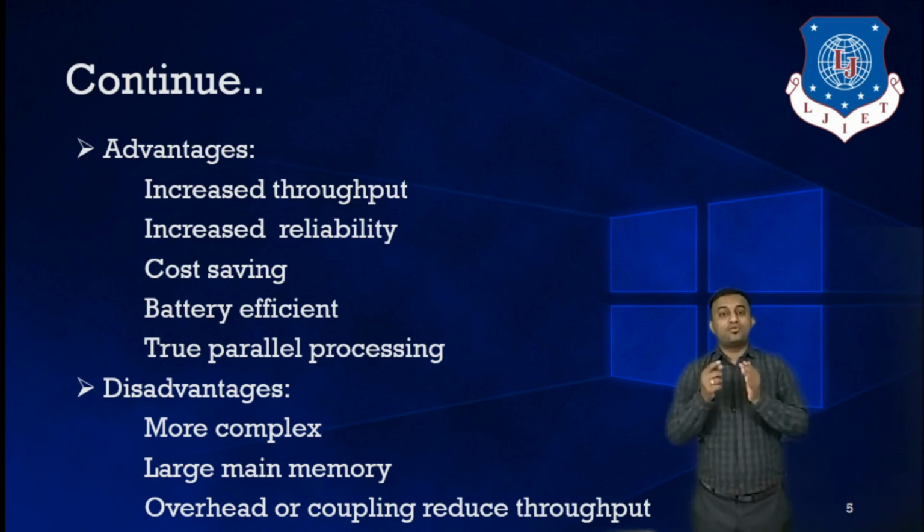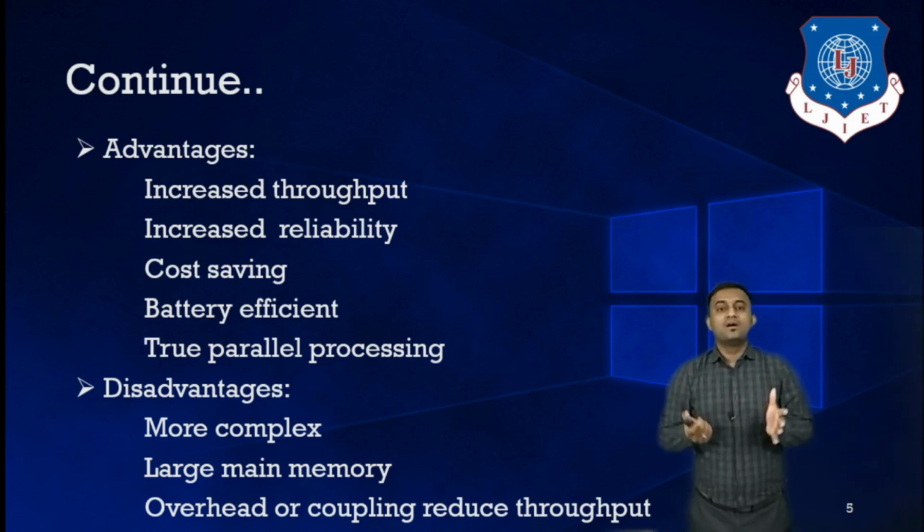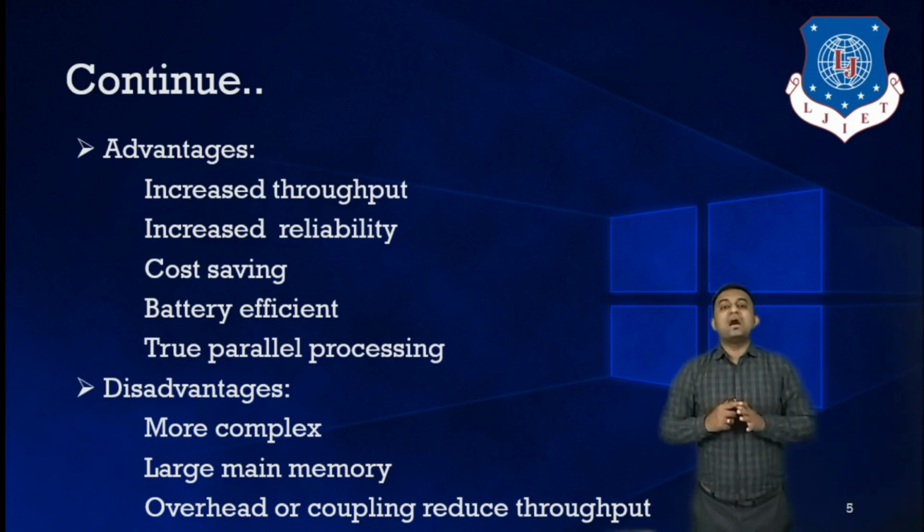Suppose we have 4 processors, you cannot say that you can increase the throughput by 4 times. No, not like that. It will increase the throughput 3 times, or you can say more than 3 times, but not exactly 4 times. Yes, because the other resources are used in a shared manner. Okay, so these are the pros and cons of multi-processing operating system.